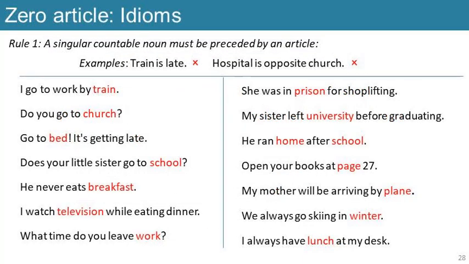Rule 1 states that a singular countable noun must be preceded by an article. So sentences such as "train is late" or "hospital is opposite church" are ungrammatical. But as is most often the case with grammatical rules, there are exceptions. An important exception to Rule 1 is the zero article in sentences such as "I go to work by train" and "do you go to church." Here are more examples of this idiomatic use of the zero article in front of a singular countable noun.